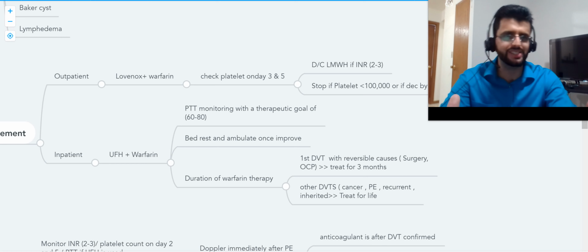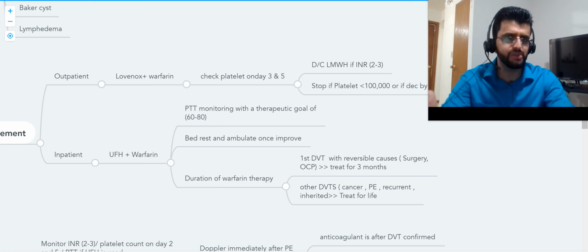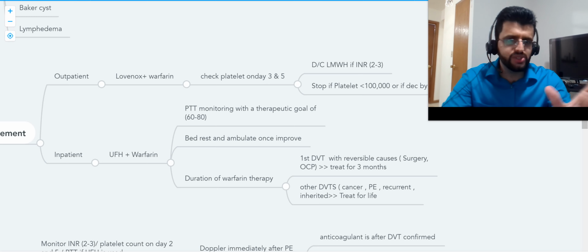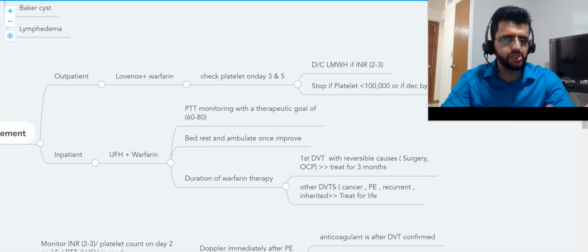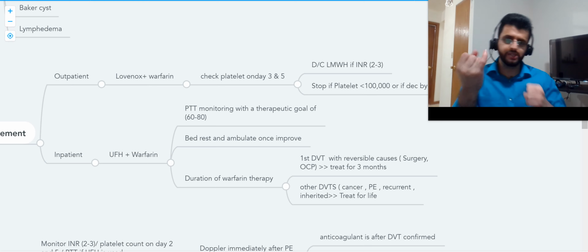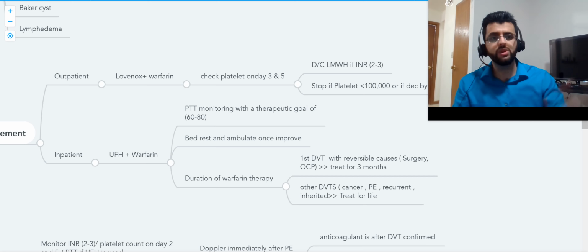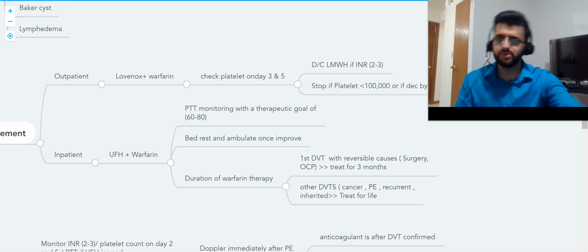Today I saw a patient who had a DVT, and she was on warfarin for 3 months. For the reversible causes, if it's just after surgery or an oral contraceptive pill, treat just for 3 months. But if it's because of cancer, pulmonary embolism, or recurrent inherited deep vein thrombosis, then we treat for life. Lifelong. Very serious.